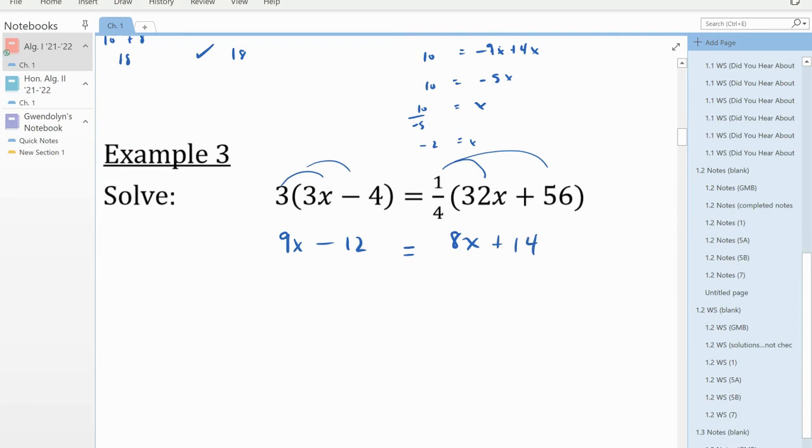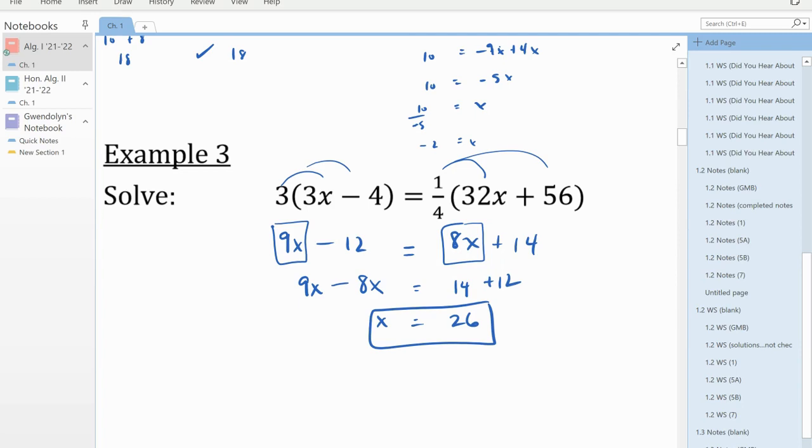Okay, now look at this. 9x, 8x. 9 is bigger than 8. I'm going to bring my x's over here. 9x is already on the left. Subtract 8x from both sides. 14's already on the right. Add 12 to both sides. And then we're done. x is 26.